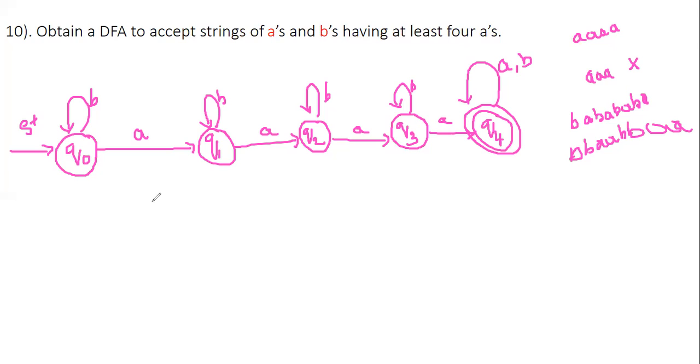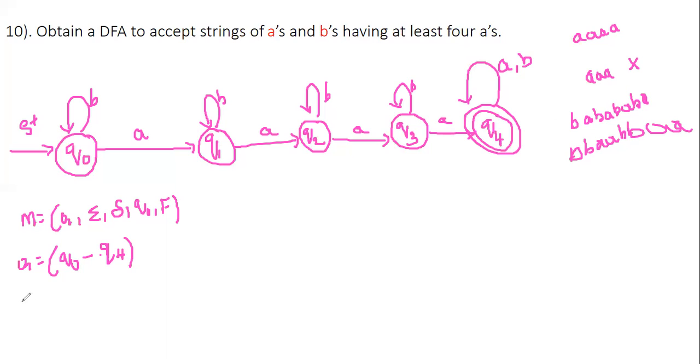Clear? Okay, fine. So now machine M will be equal to, as usual, Q comma, sigma comma, delta comma, Q naught comma F. See, for each and every problem, you need to write this. So Q will be equal to what? Q naught to Q4. You need to write Q naught comma Q1 comma Q2 comma Q3 comma Q4, but I'm writing it as Q naught to Q4. So that is what this state is.